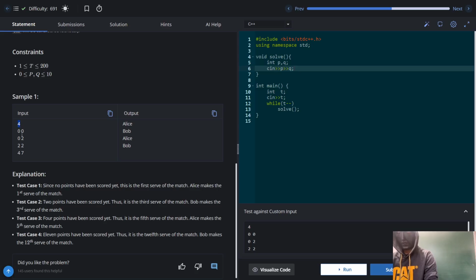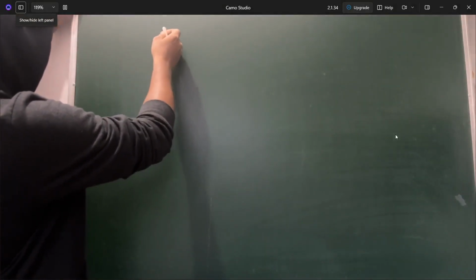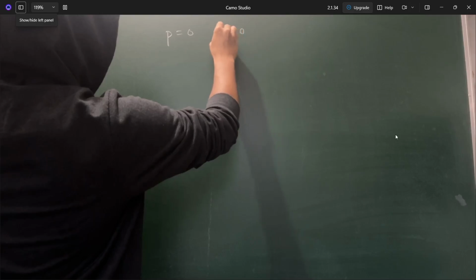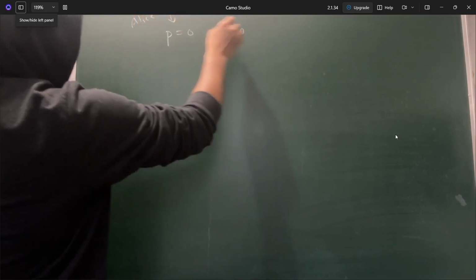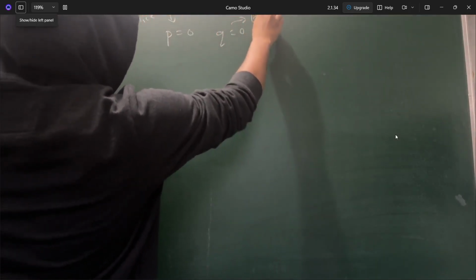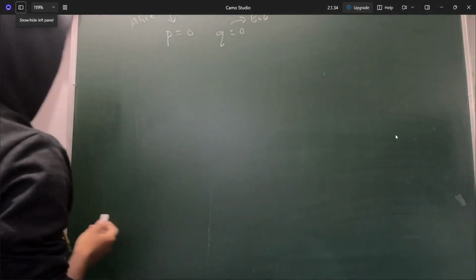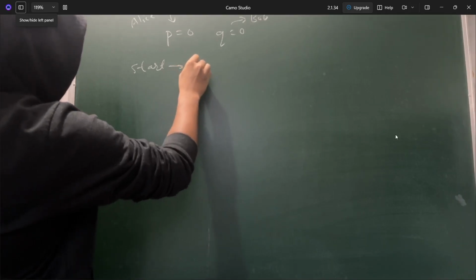They've given 4 examples, so let's understand the first one wherein p and q both are 0. So let me take you to the board. The first example is p is 0 and q is also 0, which means this is the score by Alice and this is the score by Bob. Since both the scores are 0, it means they have not started the game, and in the question they have said the start of the serve will be done by Alice.